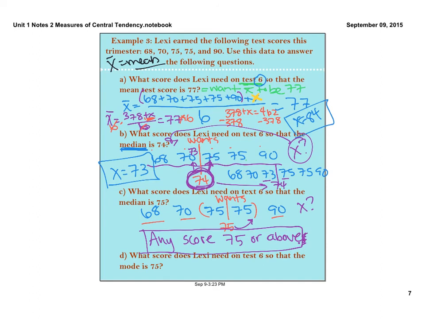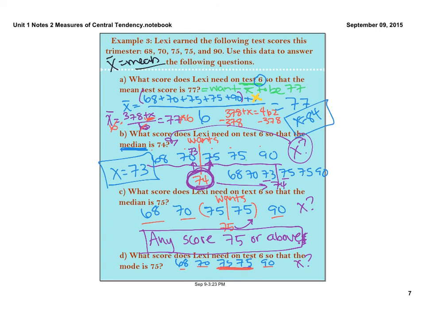What score does Lexi need on test 6 so that the mode is 75? This is another one that's kind of a funny way of thinking because 68, 70, 75, 75, and 90. And once again, her mode is already 75. So the question is, what does the last test score need to be so that her mode stays 75? The real answer here is we don't want a mode of 68 and we don't want a mode of 70 and we don't want a mode of 90. We only want the mode of 75.